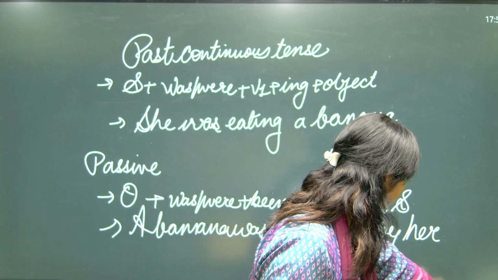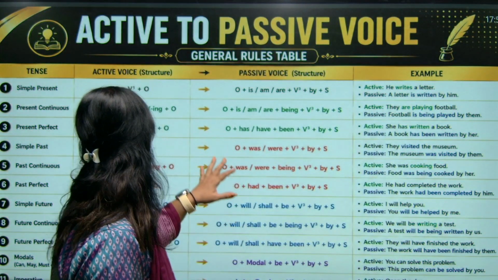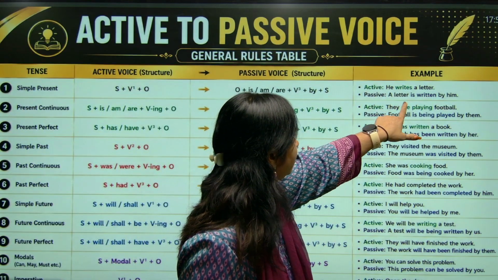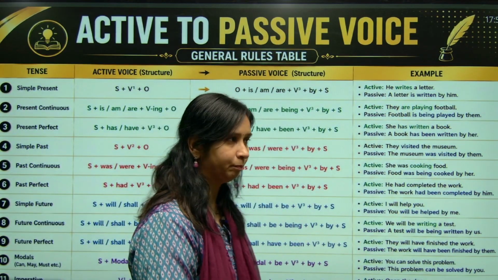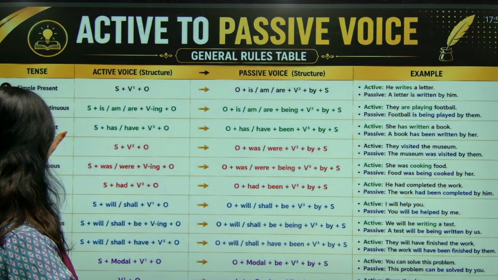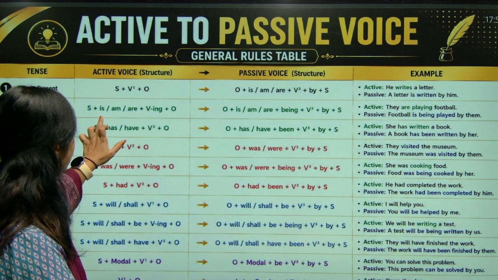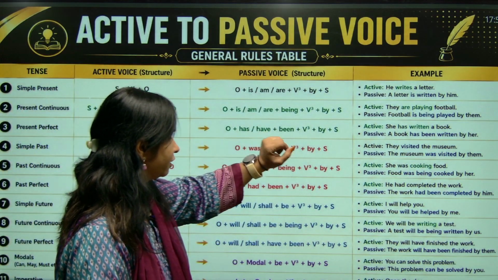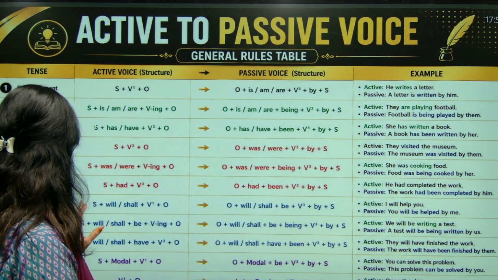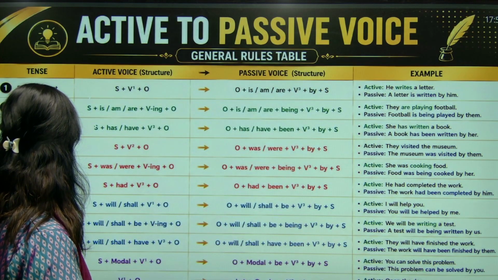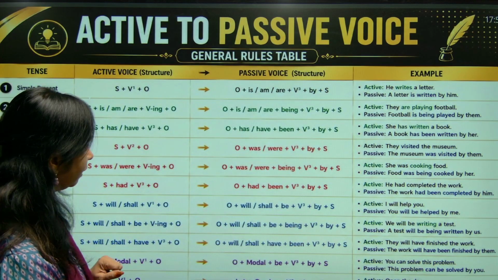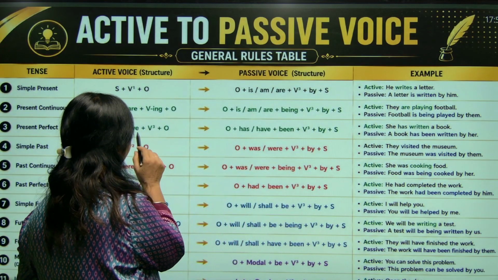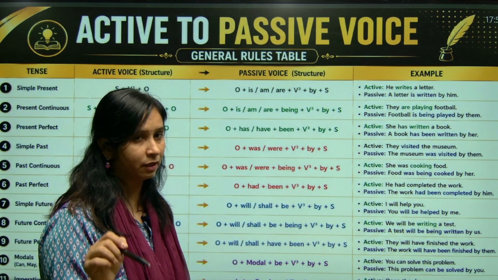Now we will look at our chart. Simple present tense, subject verb object changes to: he writes a letter, a letter is written by him. In present continuous tense, as I explained to you, subject plus is, am, are plus verb's first form plus ing, as it is changing here. So this is the format. In past continuous tense also explained to you, and in simple past. Now we'll take present perfect tense. How will we use it here? Subject plus have, has plus verb's third form.